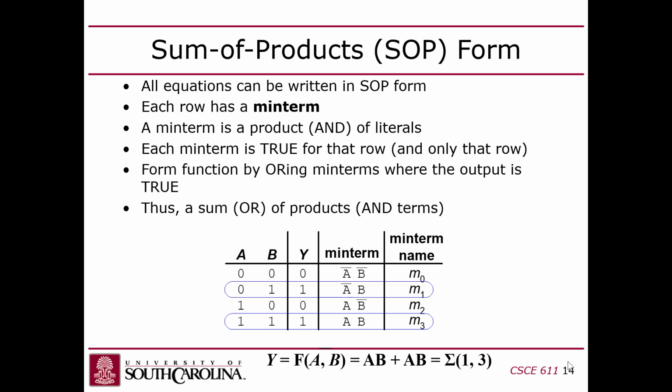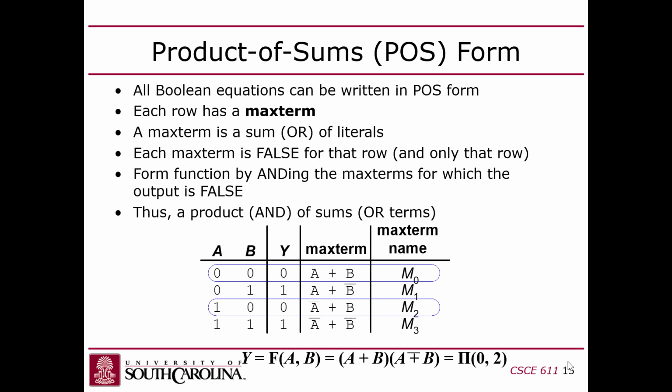Right, so anyway, the sum of products in this case, this truth table would give you not A and B or A and B, right? So this is, like I said, good for test questions, but it's not what the actual tools use.